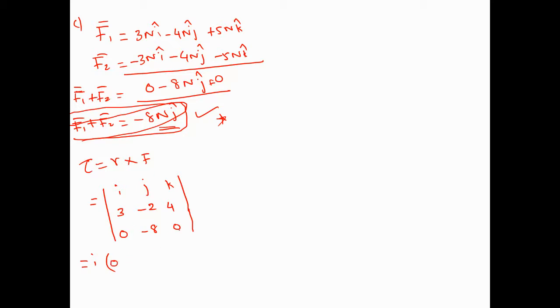So 0 multiplied by 0 is 0, minus of minus 8 multiplied by 4, 32. Then j cap: 0 multiplied by 3, 0. 0 multiplied by 4, again 0. Zero. Then plus k cap: minus 8 multiplied by 3, minus 24. 0 multiplied by 4 is 0, so no need to write. Minus into minus becomes plus 32 i cap. J cap is 0. What is my k cap? Minus 24 k cap. What's the unit? Newton meter. Clear?